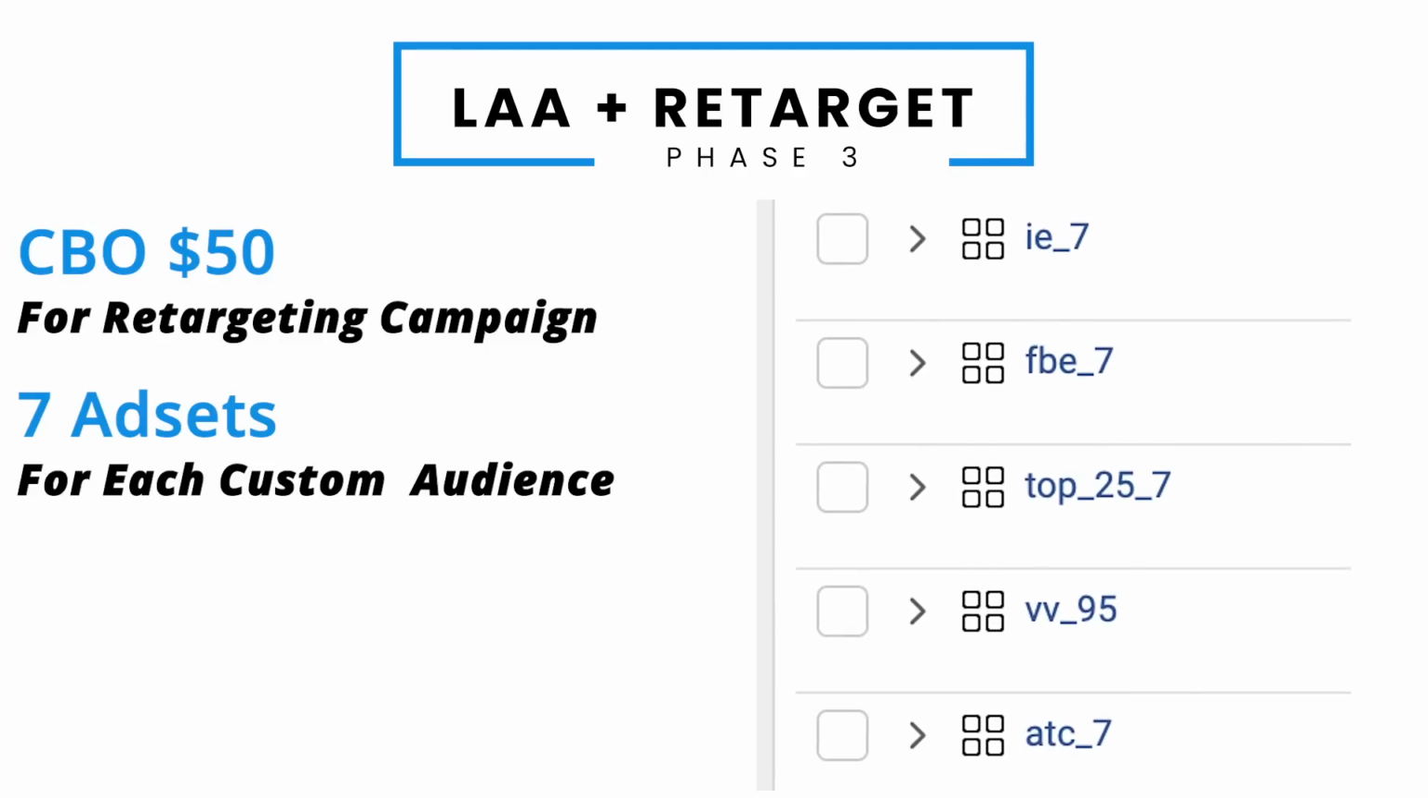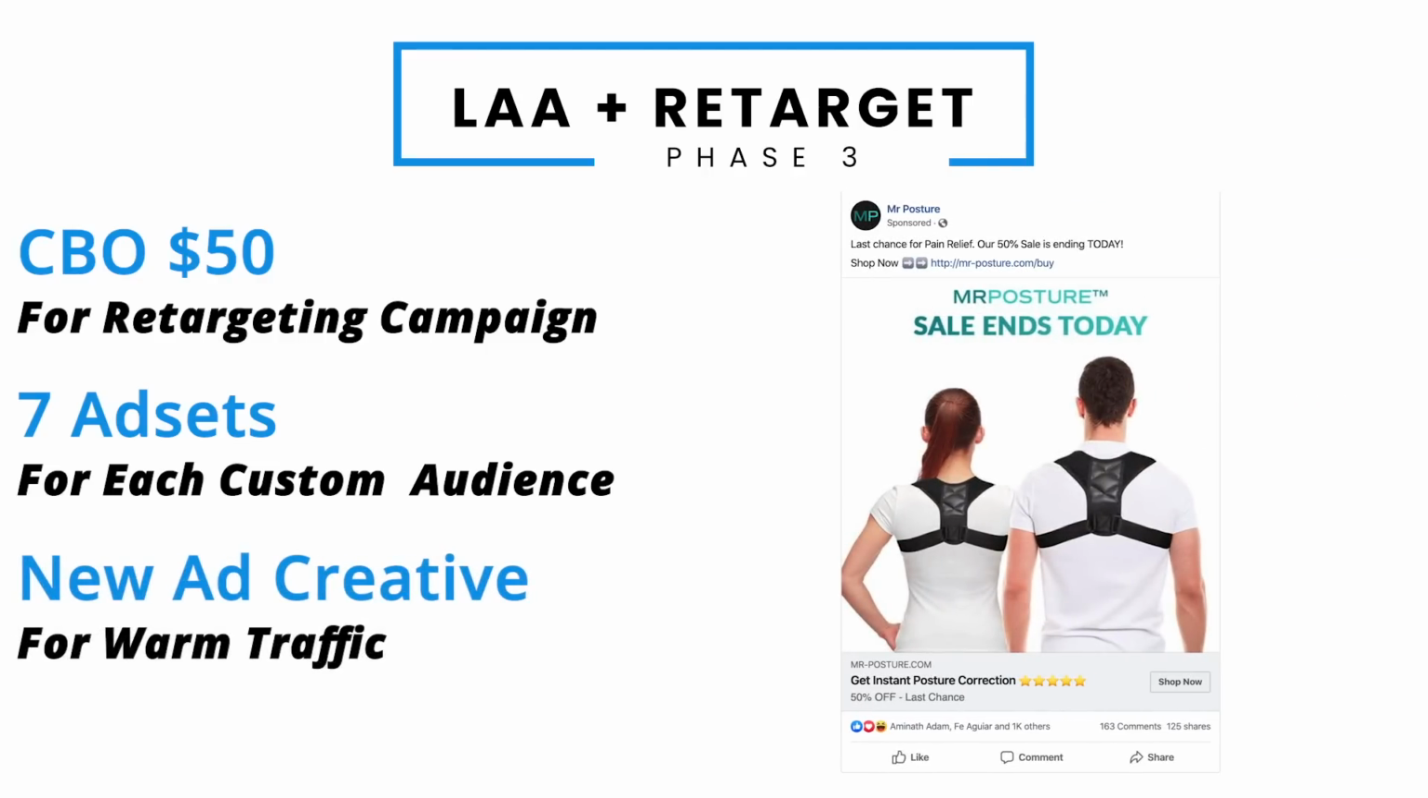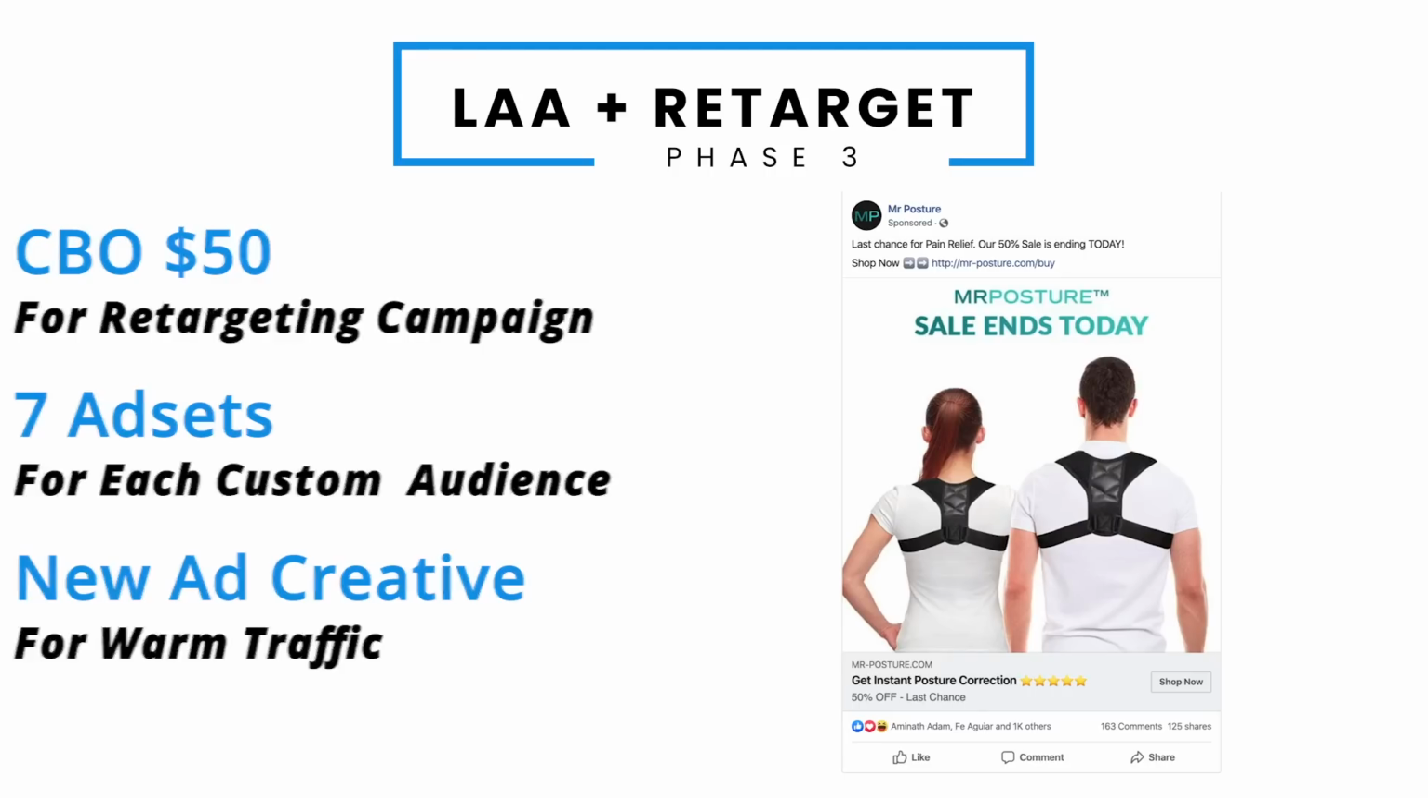Then, within each of the 7 ad sets, you should make a new ad creative that is more geared towards warm traffic. We like to use photo ads with a strong call to action like sale ends today, with a clear picture of the product. You can also test multiple creatives within each ad set and kill off the bad ones after 2 days.